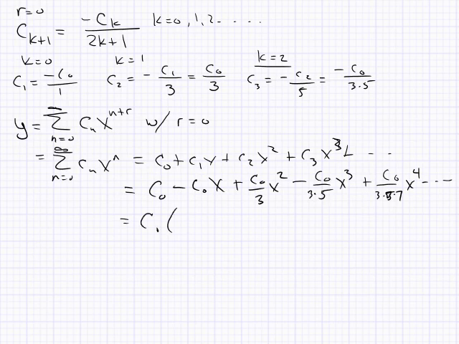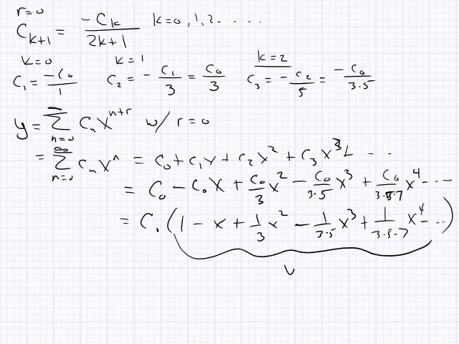So pull out a c sub 0, you get 1 minus x plus 1/3 x squared plus 1 over 3 times 5 x cubed. I missed the minus there. This is a minus. Plus 1 over 3 times 5 times 7, x to the 4th minus, etc. But there you go. There's one power series solution. There's your y1. But we have another r value in another formula, so then we're going to get a y2.